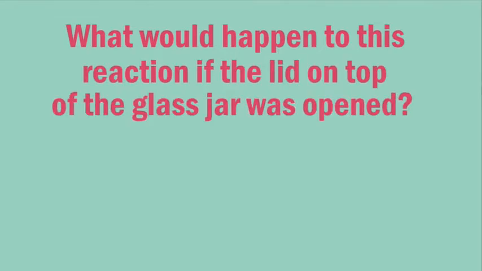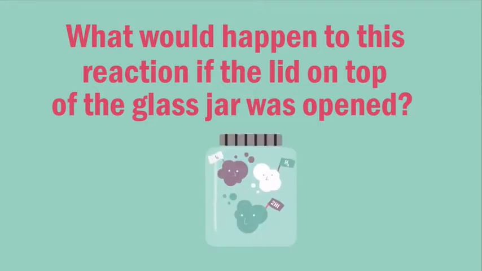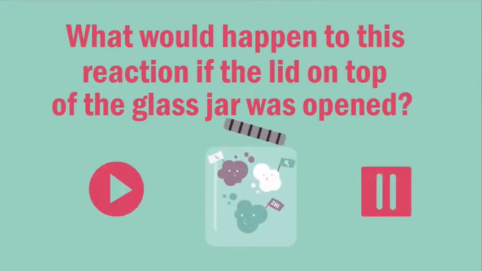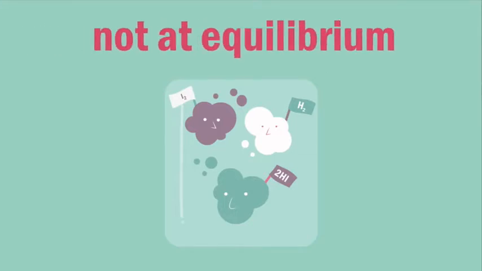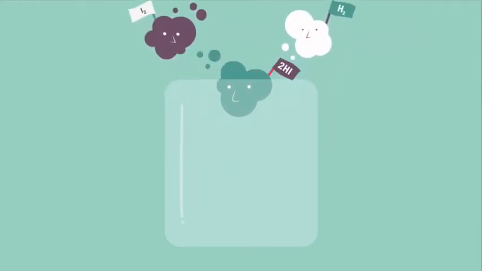What would happen to this reaction if the lid on top of the glass jar was opened? Please pause the lesson to think about this and resume when you are done. If the lid was removed, the system is no longer at equilibrium as the reactants and products, or matter, would be able to escape the system.